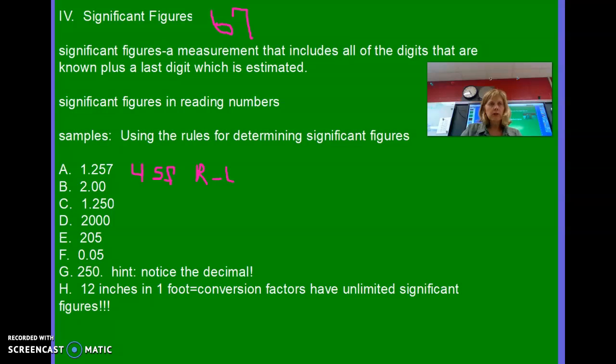Let's look at B, 2.00. I'm looking for something that has a non-zero digit before the decimal and then zeros after the decimal. So let's pause this while you find the rule, please. I see rule number 4 says zeros at the end of a number and to the right of a decimal are always significant. And here's why. It's saying these zeros are significant. So this is 3 significant figures.